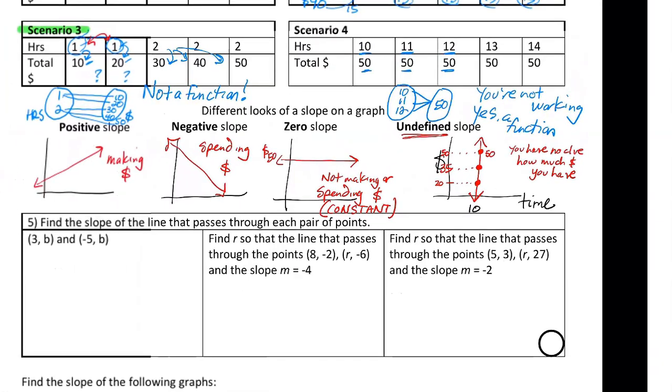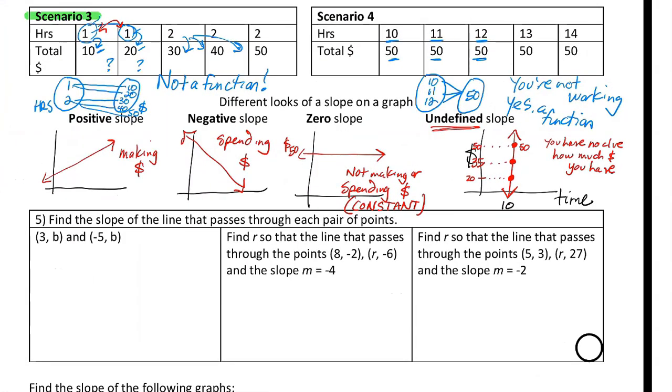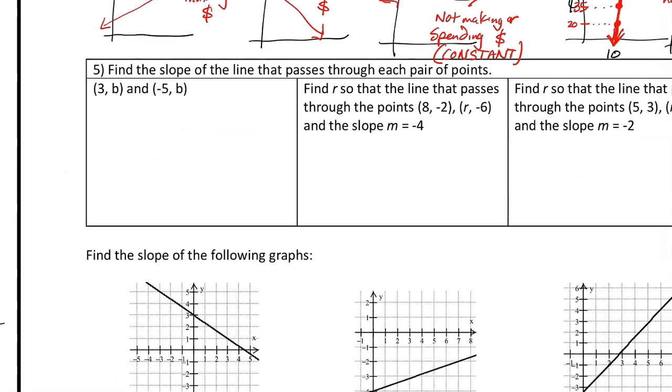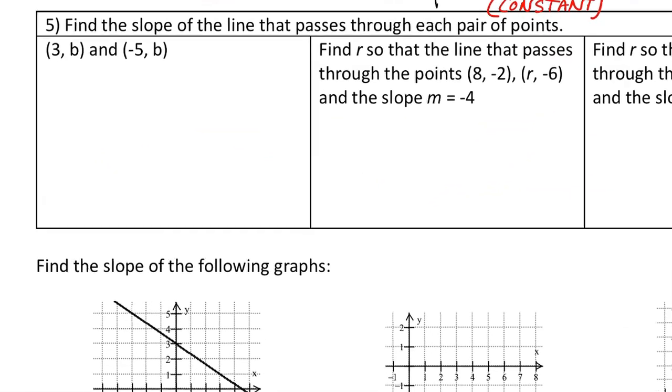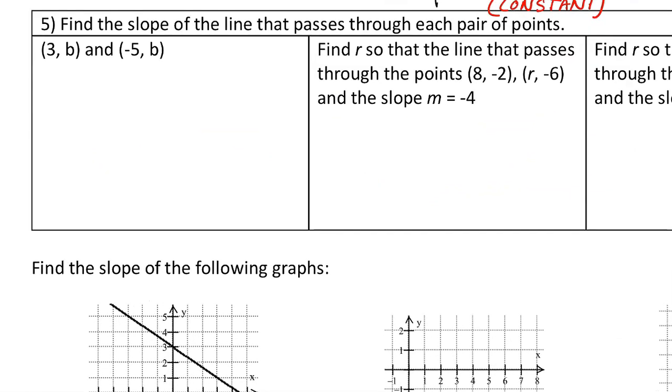So I hope that illustration helps you understand what we mean when we say a slope could be 0, and that is a function that makes sense, whereas a vertical line does not make any sense mathematically or logically. The next two, the third one will be a try this, but the next two, just using that slope formula.